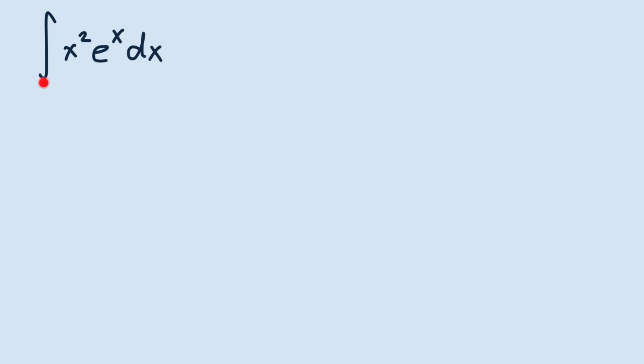Let us solve this question. Integral x squared e to the power of x dx. As we agreed, the first thing we have to do is to find u and dv. After that, we have to find du and v. So let us start. In this question, I will set x squared as u, and dv the remaining stuff, which is e^x dx.